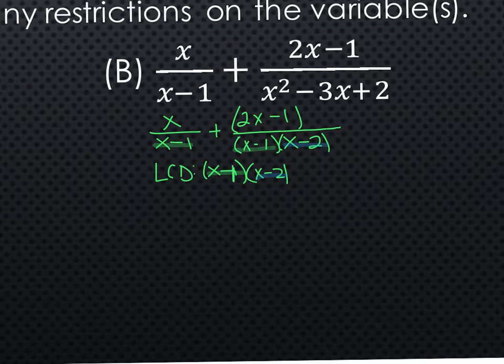Okay, so now we're going to ask ourselves, how do I turn that first denominator into our lowest common denominator? And hopefully you recognize you multiply both numerator and denominator by x minus 2 because it is missing on the bottom.